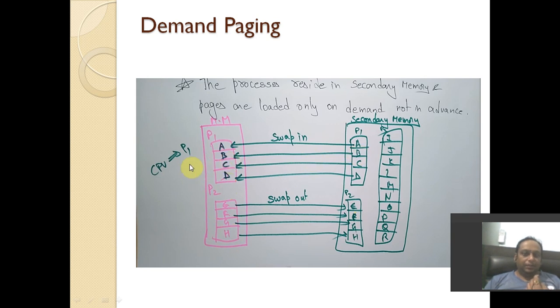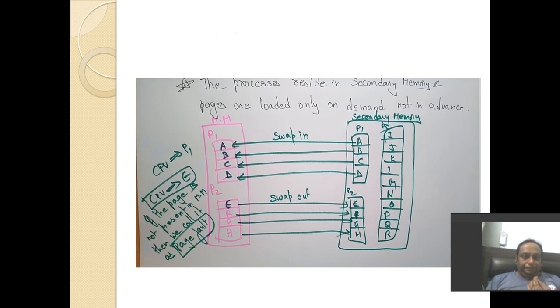Means the CPU uses the P1 process which contains the ABCD pages, that will be swapped in, and the unused EFGH pages will be swapped out to the secondary memory. This is called demand paging. Here is one more point about demand paging.